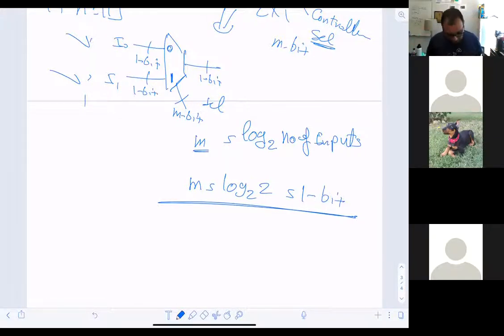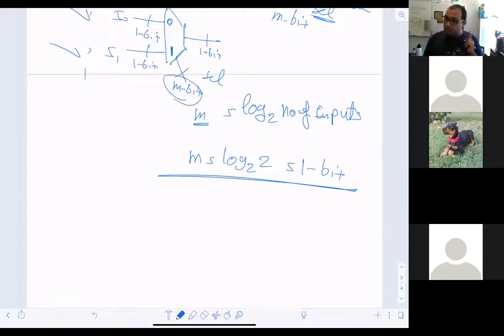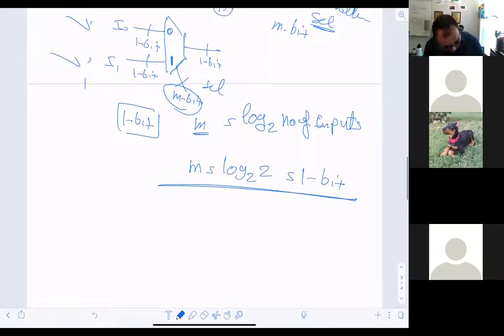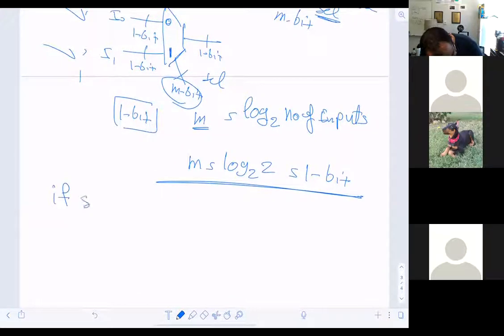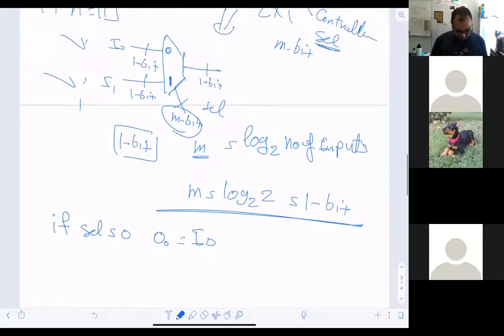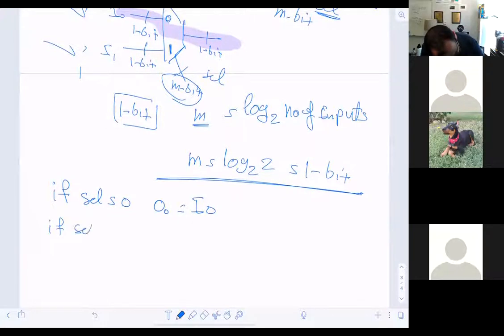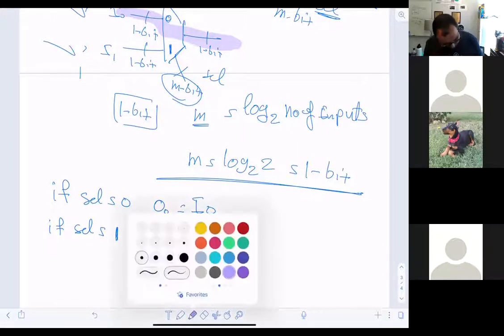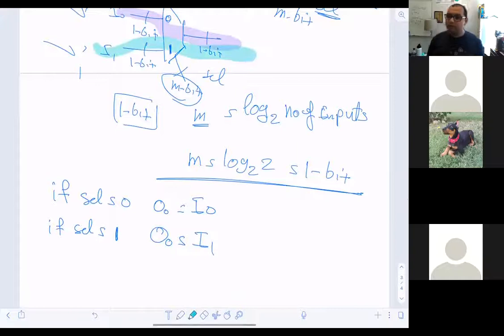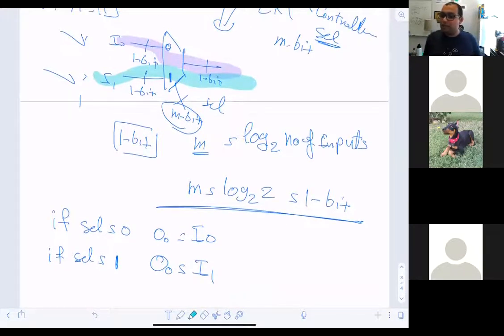How are we going to use it? It's straightforward. Since this is a single bit, do you guys agree? If select equals 0, then the output is equal to I0. So that means this is the official output. If select is equal to 1, the output is equal to I1. So in that case, it's going to be this way.